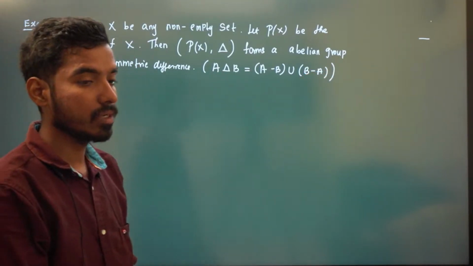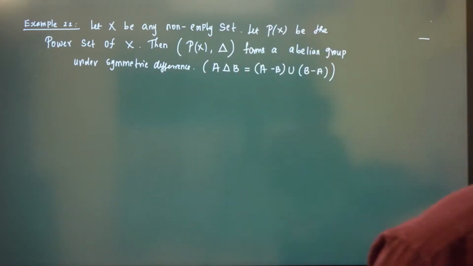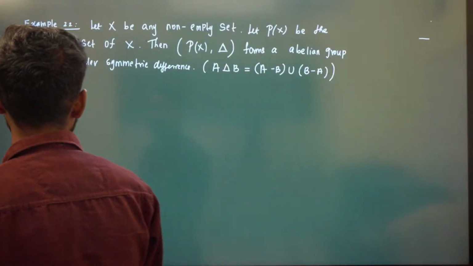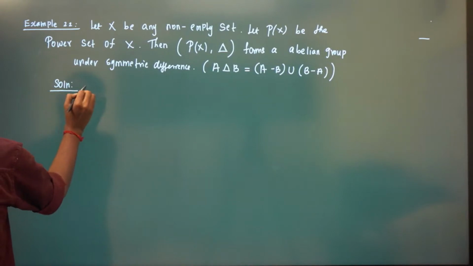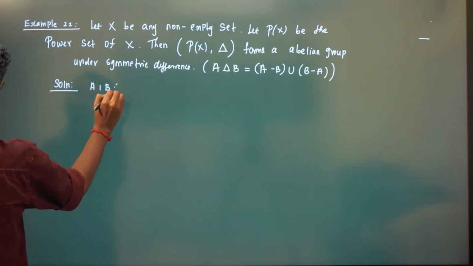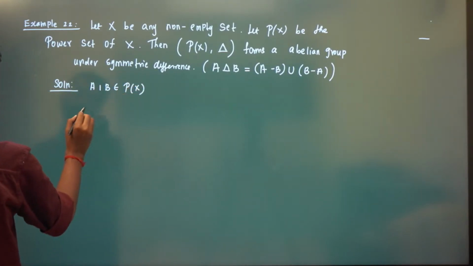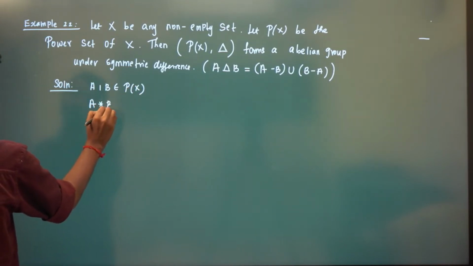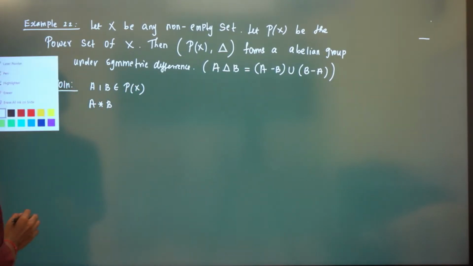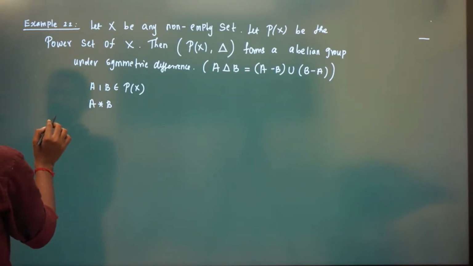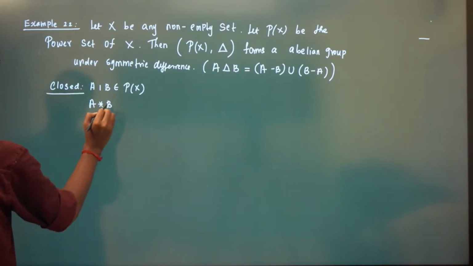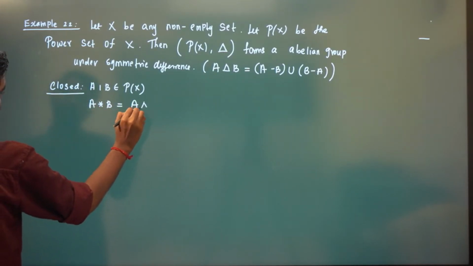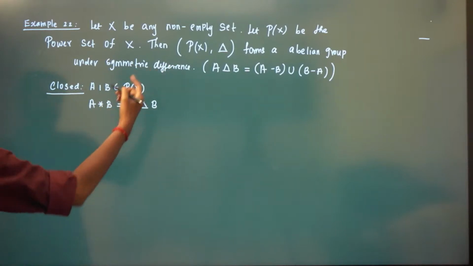This set forms an abelian group with respect to the symmetric difference, right? You can easily prove this. You take any two elements in the power set of X. You need to show A star B is also in G. That is for closure. So what is A star B? A star B is A delta B, because star here is delta.